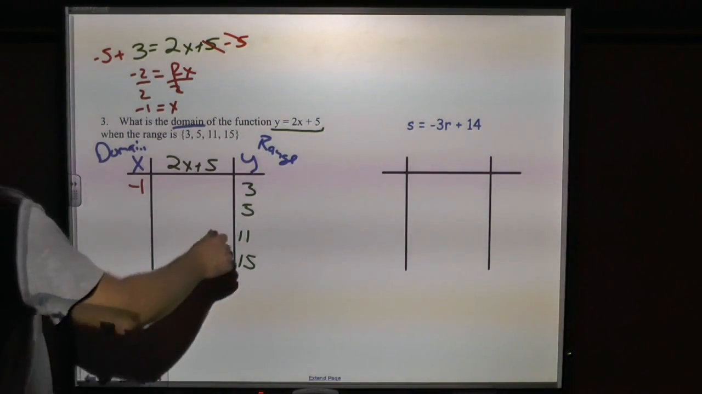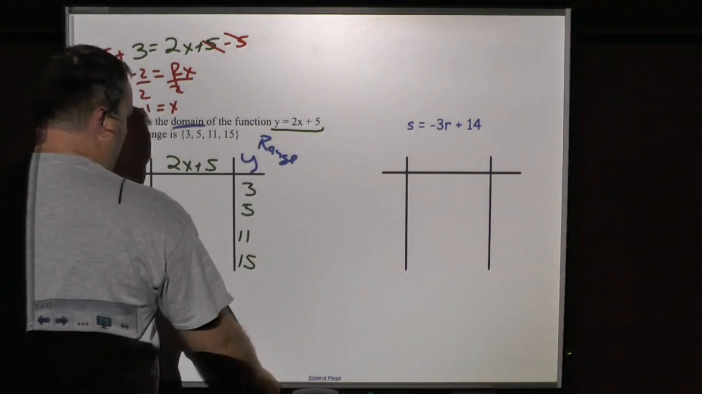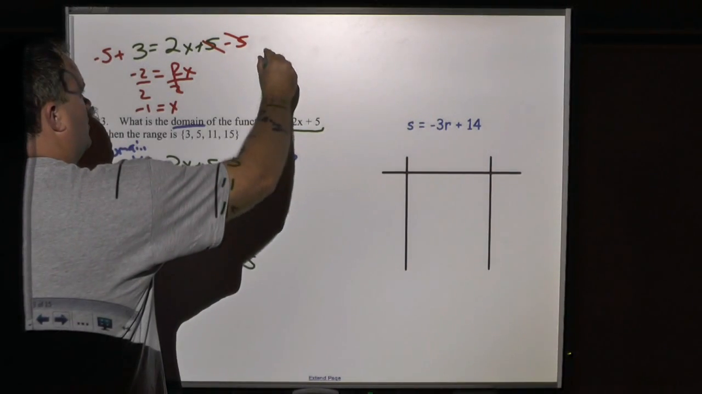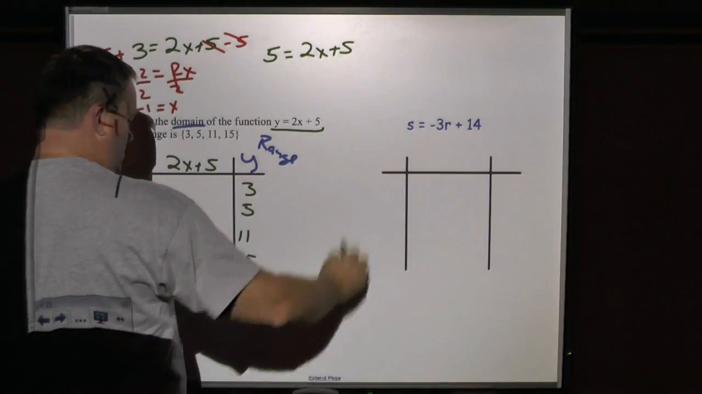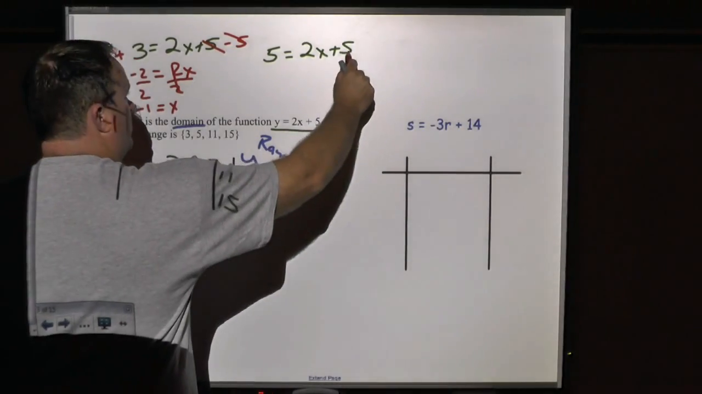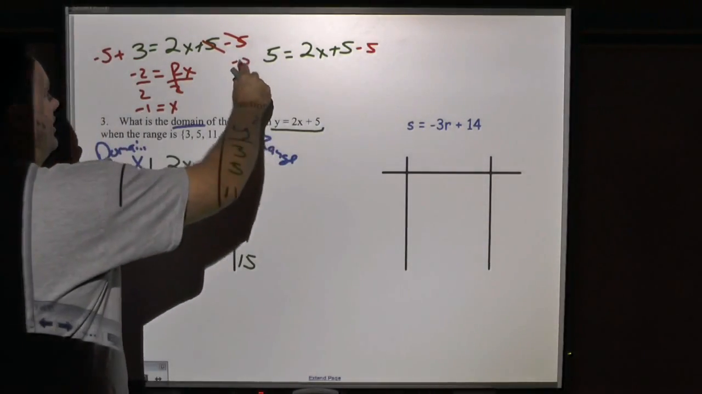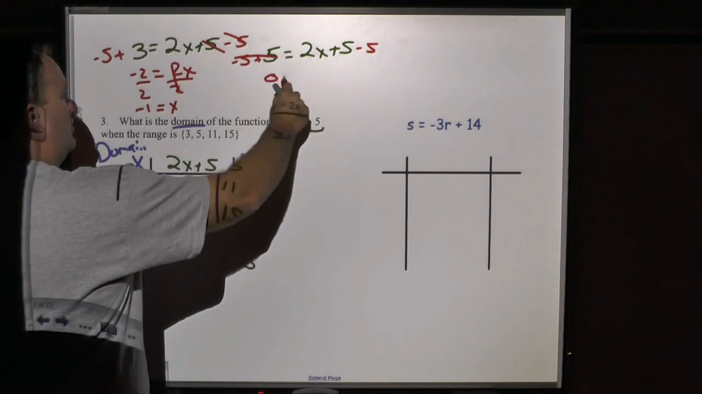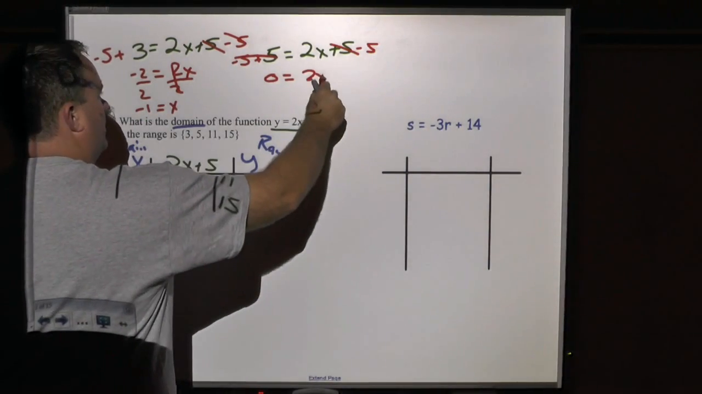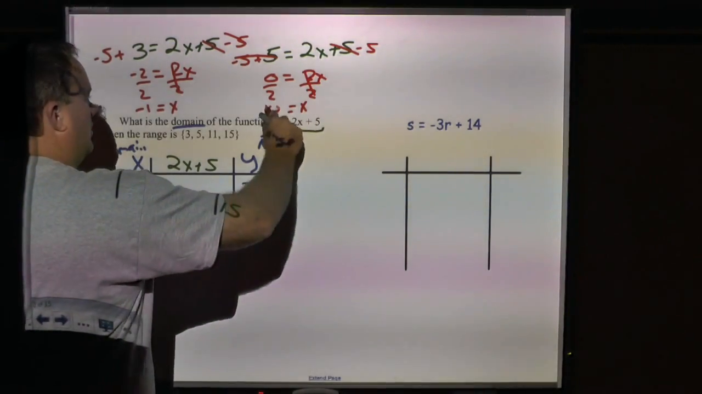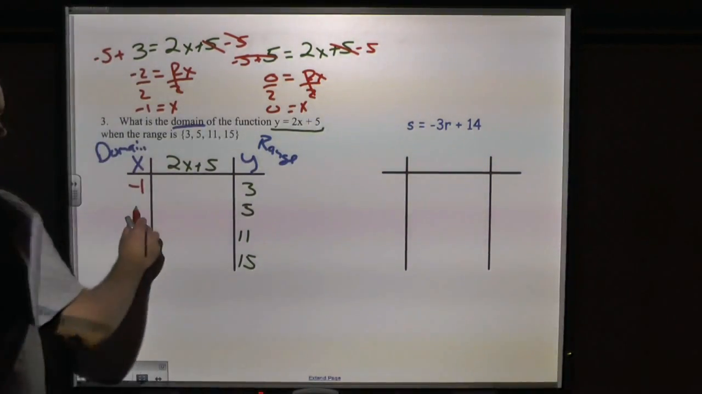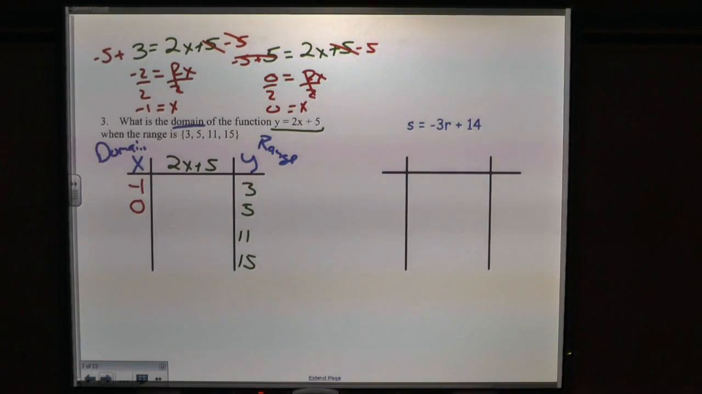You have to do this for each one. You have to plug in the next one. You got to plug in a 5 for y, and then solve this one. So subtract 5 from both sides. That's 0. So over here, you end up with 2x. 0 is equal to 2x. If you divide both sides by 2, x is equal to 0. Right? And again, you have to do this for each one.